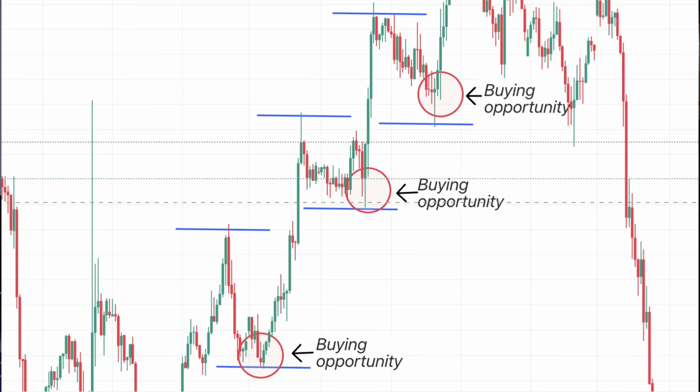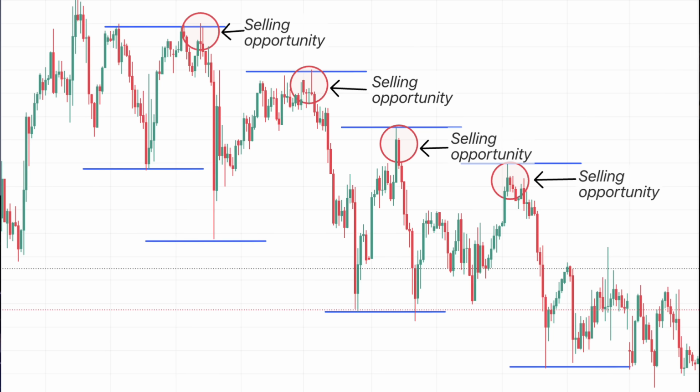So if you look at this uptrend here, you'll see I've marked the higher highs and the higher lows. And when you look at this, it's quite easy to see where good buying opportunities would be. And same in this downtrend, I've marked the lower lows and the lower highs. And again, it's very easy to see where good selling opportunities would be.